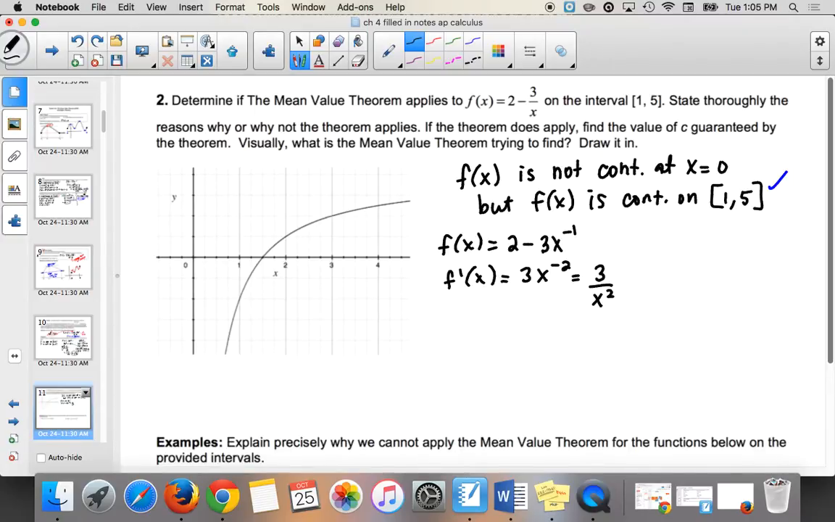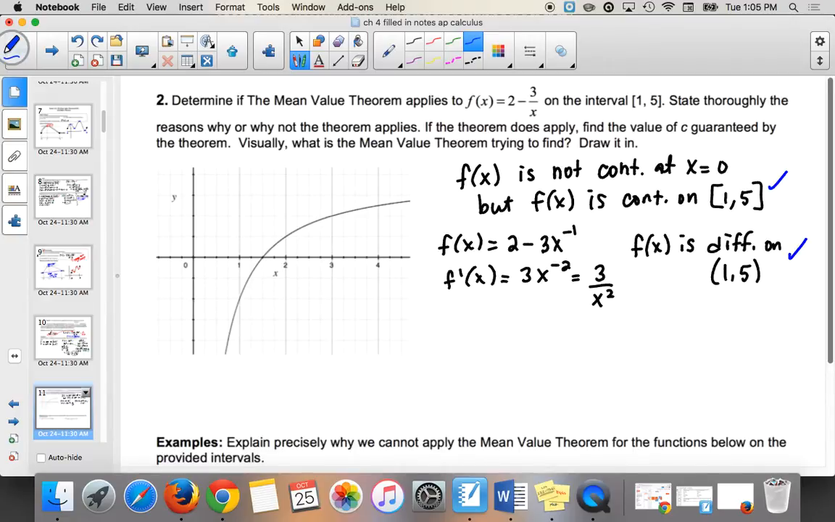But is 0 a concern to us? No, so we're good. So f of x is continuous. Or not continuous, sorry, differentiable. I already said continuous, didn't I? Differentiable on the open interval 1 to 5. So that's our second one. That's all I need for the mean value theorem, those two things.